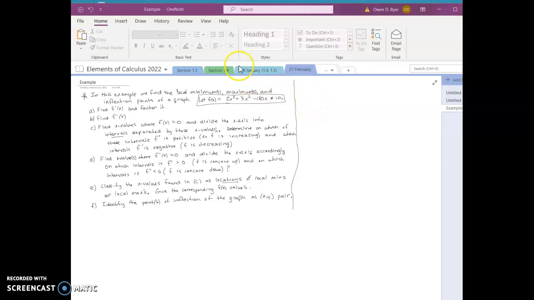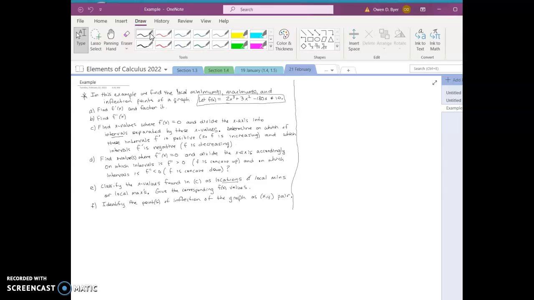Okay, in this example I'm going to work through this example problem, which you will also find on Moodle, where we have the function f of x equals 2x cubed plus 3x squared minus 180x plus 10. And there are these 6 steps, A through F, which I will work through here, and you will have a similar example for your homework. All right, so part A just says to find the derivative, which I'll do here quickly.